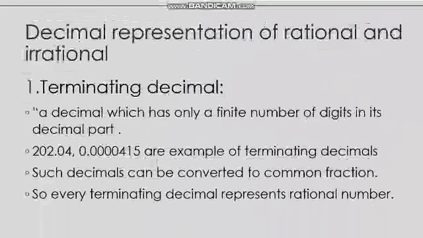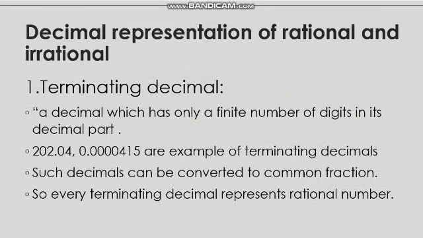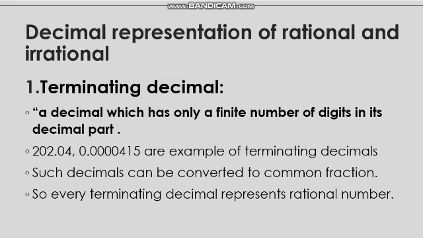So now I will shortly define the decimal representation of rational and irrational numbers. Here firstly I will explain the terminating decimal. You can see by the name, terminate means the number which can be ended. So it is a decimal which has only a finite number of digits in its decimal part. Here finite number of digits means the number which can be ended is called a finite number. Now you can see the example.